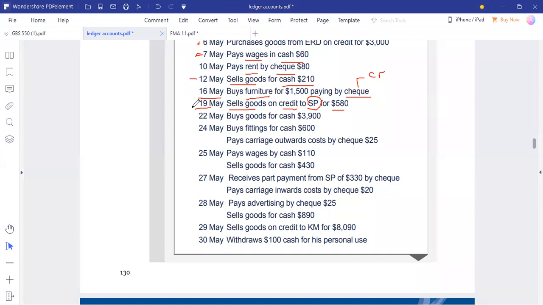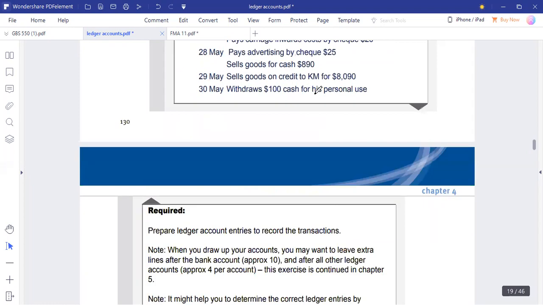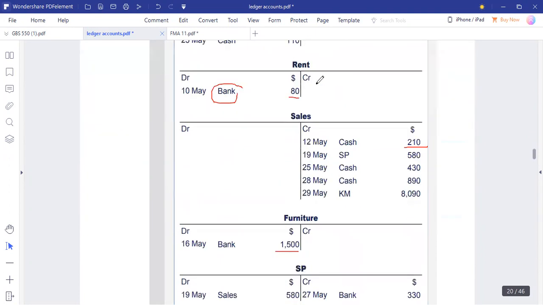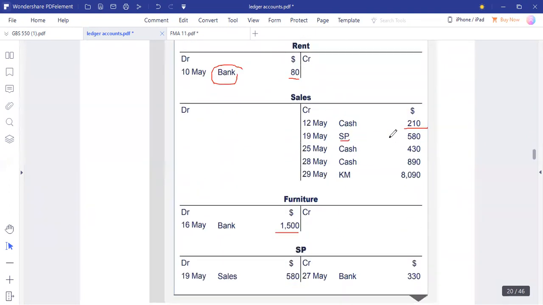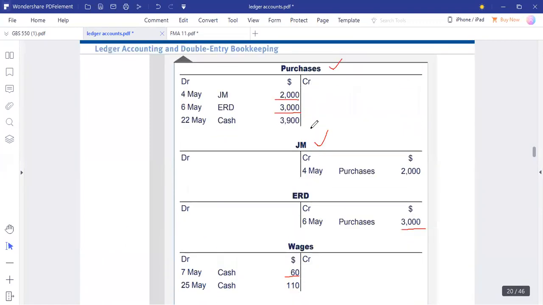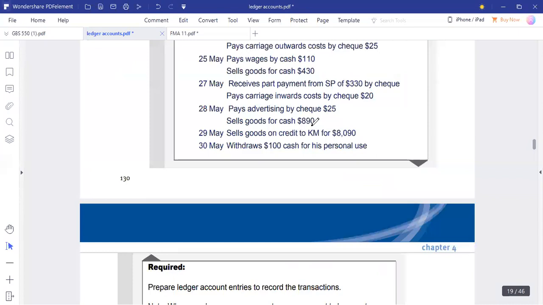Great. So sales, don't think twice, sales always has a credit balance. We always credit whenever we sell. So the sales account, we're going to credit it. SP, because SP is our debtor. So when we go to our sales, we're going to put SP there on the credit side. Then SP is our debtor. So all debtors have a debit balance. So here we put 580 under SP. Okay. The next transaction.